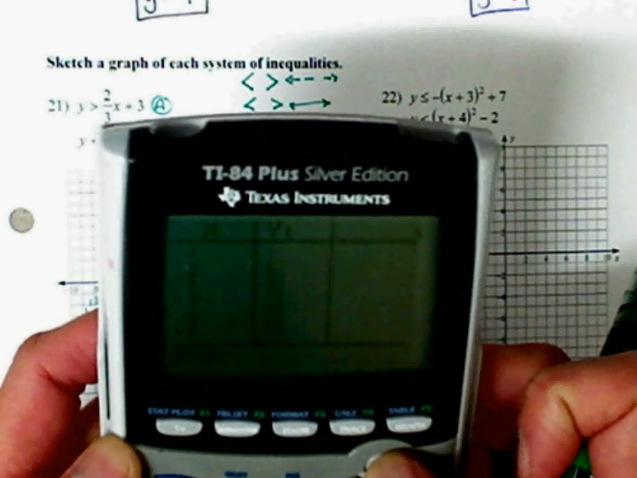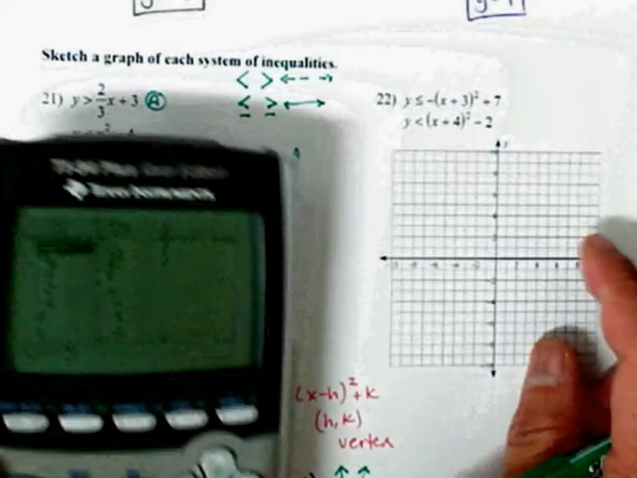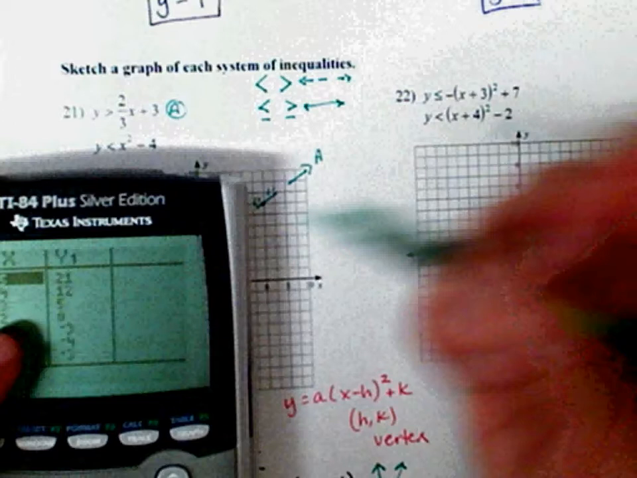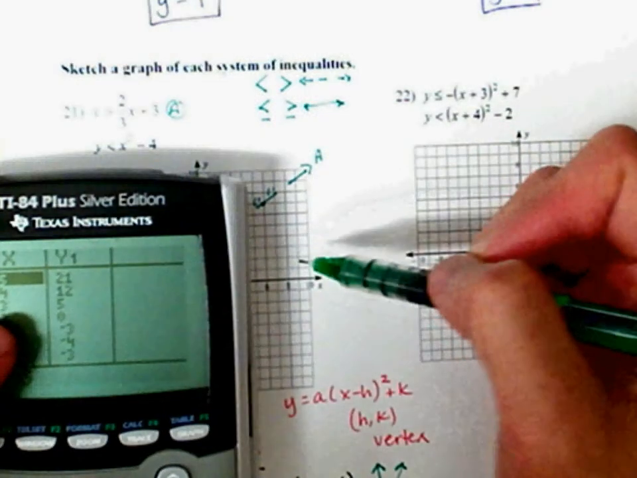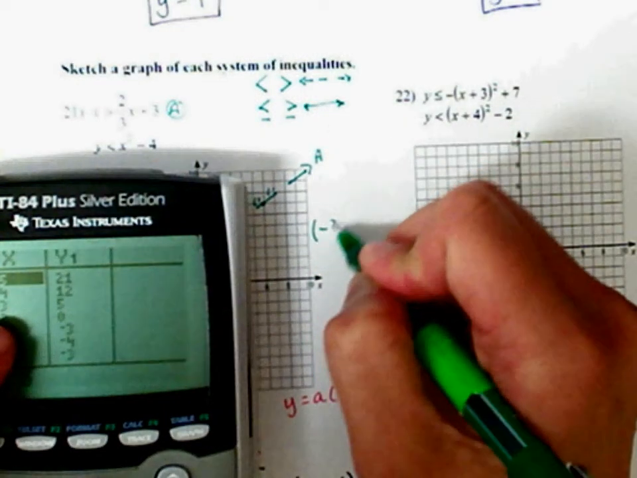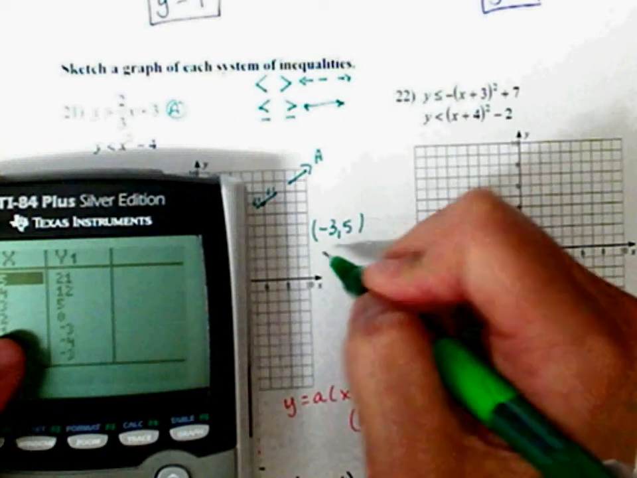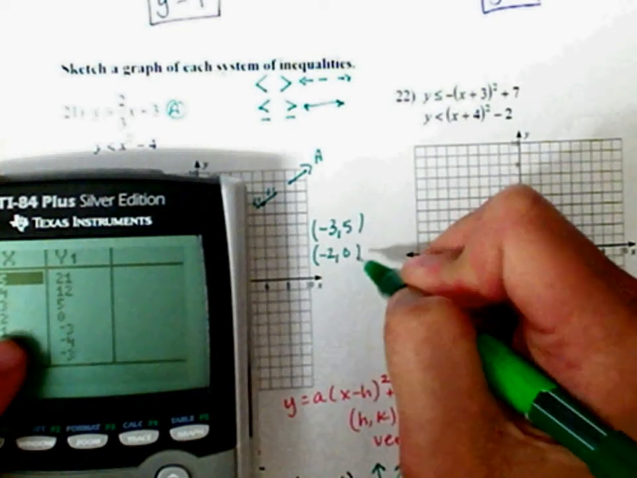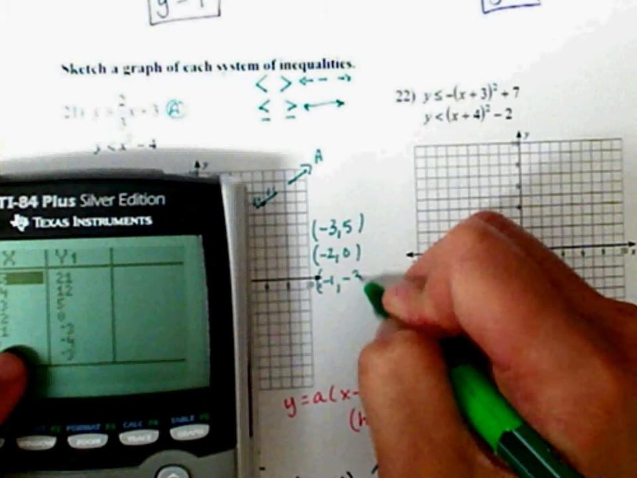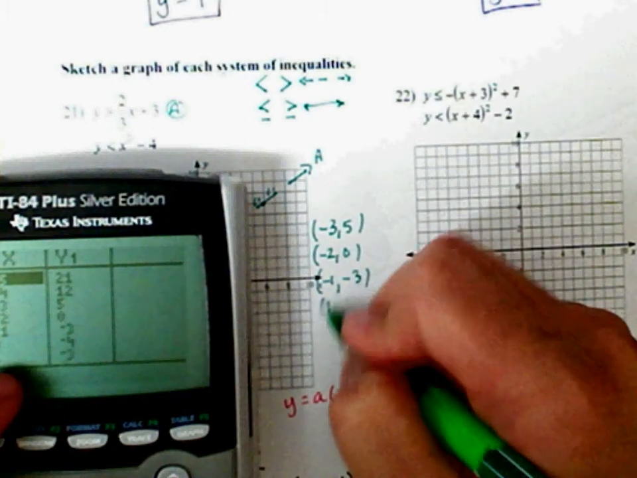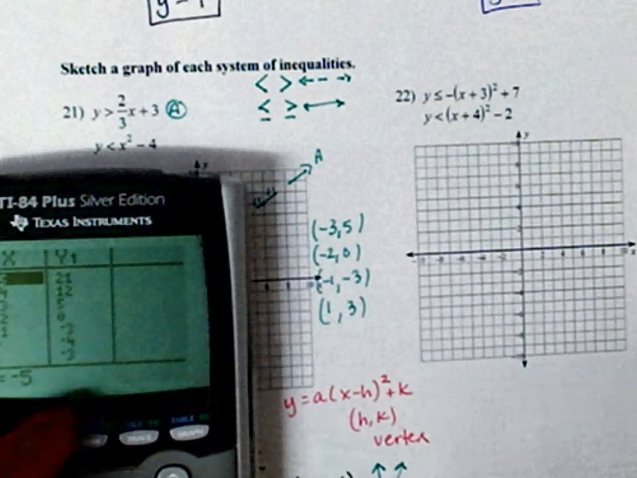There is more than one way to do this. Now, just write down 4 points. Try to find those that are within your graph right here. I'm going to pick negative 3, 5, negative 2, 0, negative 1, negative 3. How about 1 and negative 3? Just pick any 4 random points.